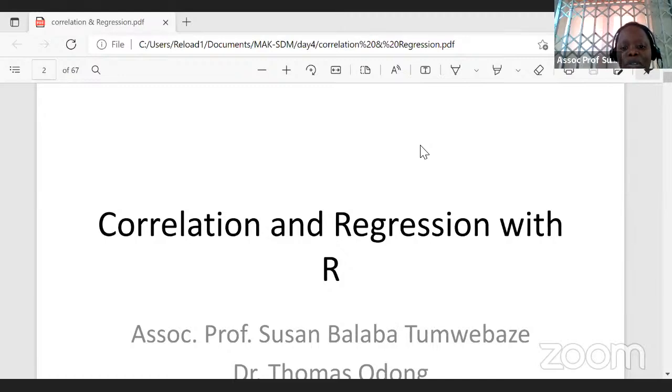So we are now going to change our goalposts. We are assuming now you know how to collect data using experimental design. You know how to collect data using surveys. You know how to design tools. After you've collected data, we've already told you how to do some exploratory data analysis. Now we want to see, assuming we've found trends in our data, how do we deal with those trends? So today we are going to look at correlation and regression with R.